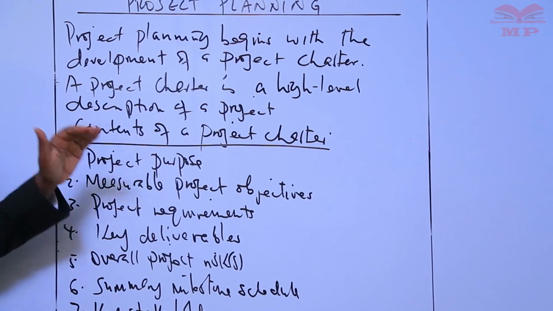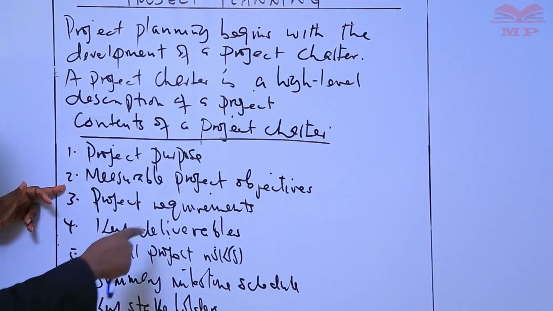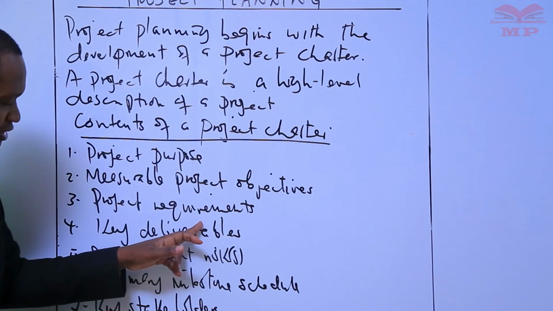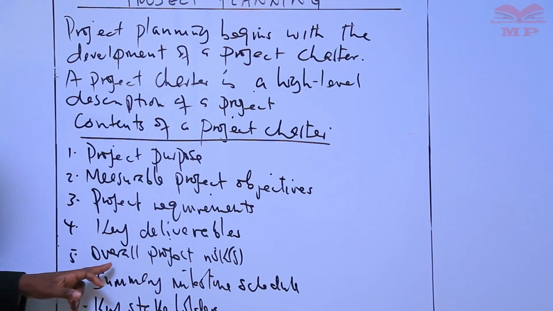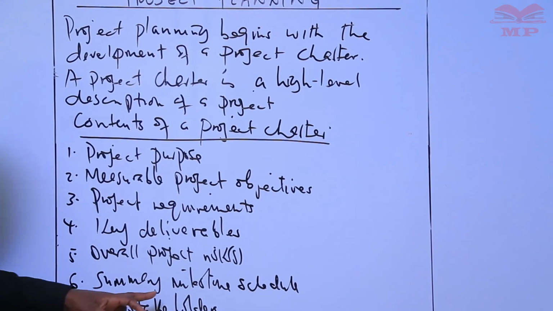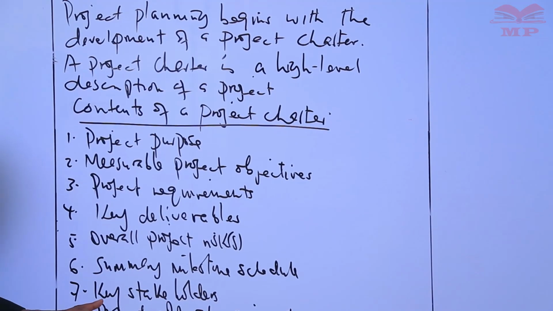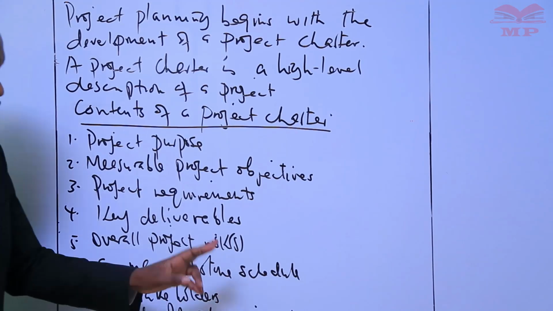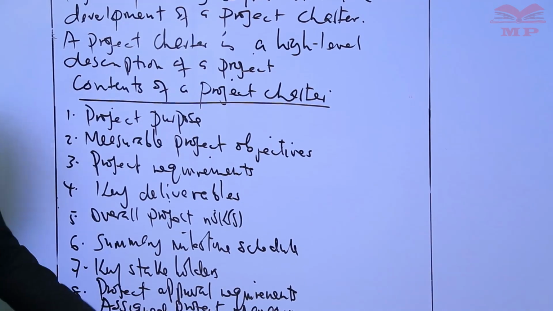So included in a project charter, there is a project purpose. What is the purpose of the project? What are the measurable project objectives? What are the project requirements? What are the key deliverables? How about the overall project risk? Are there any risks involved in the project? Then there is also the summary milestone schedule. The project should also have a list of the key stakeholders, project approval requirements, assigned project manager, and lastly, the name of the project sponsor.